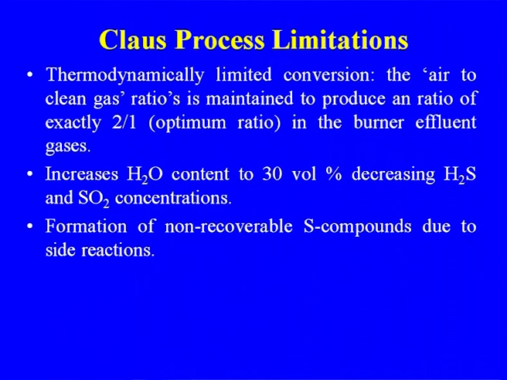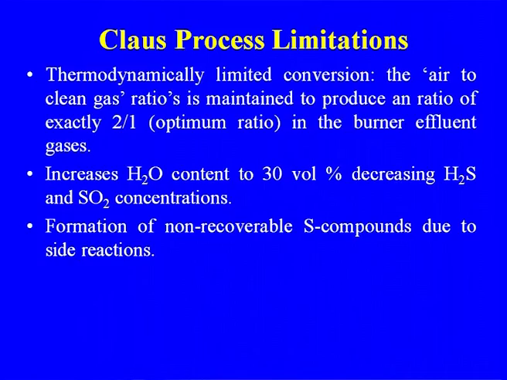Claus process limitations: thermodynamically limited conversion. The air to acid gas ratio is maintained to produce an H2S to SO2 ratio of exactly 2:1, the optimum ratio in the burner effluent gases. H2O content increases to 30 volume percent, decreasing H2S and SO2 concentration, and non-recoverable sulfur compounds form due to side reactions. So these are some of the limitations of the Claus process.